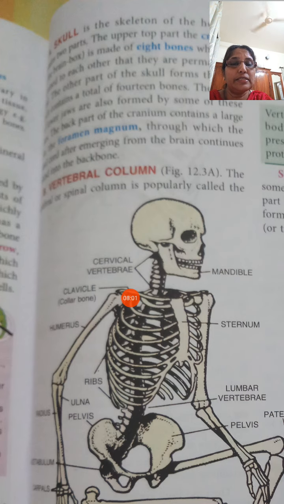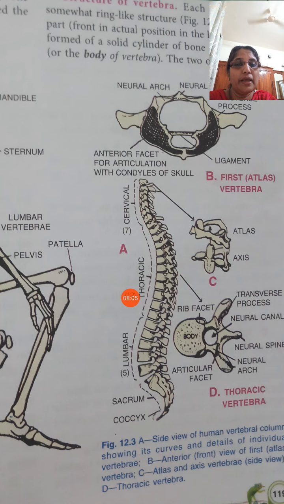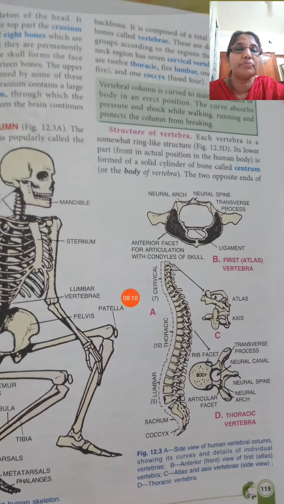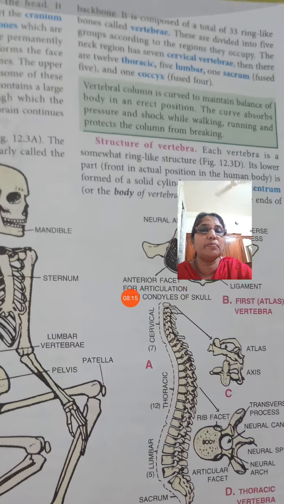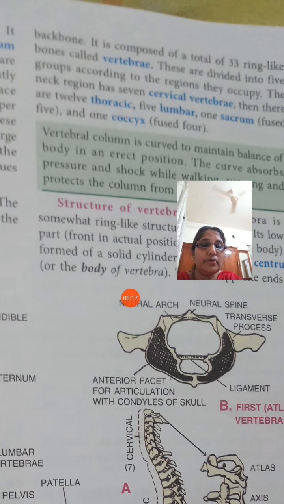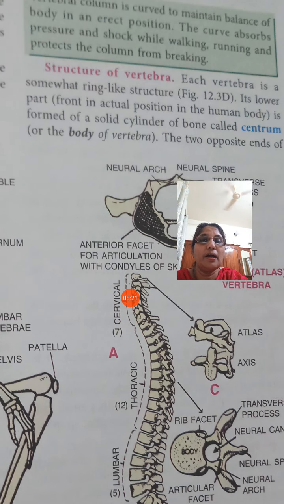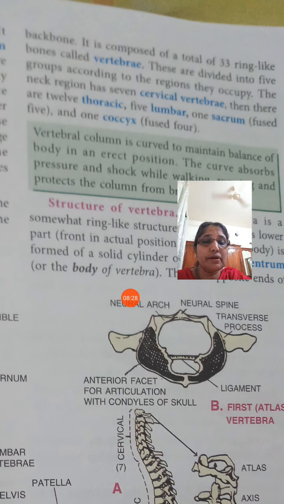Then we can see the vertebral column. Several vertebrae are there here. 33 ring-like bones make the vertebrae. You can see the 33. They are movable, and according to the region where they occur, they are divided into certain regions.